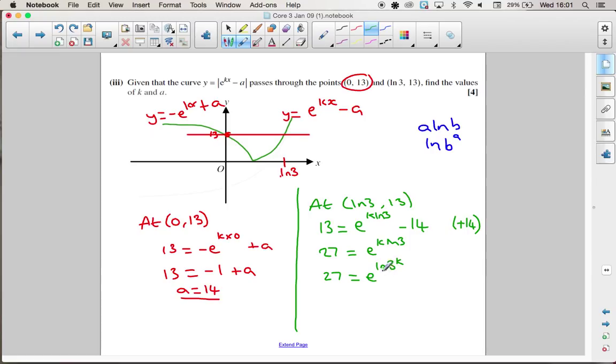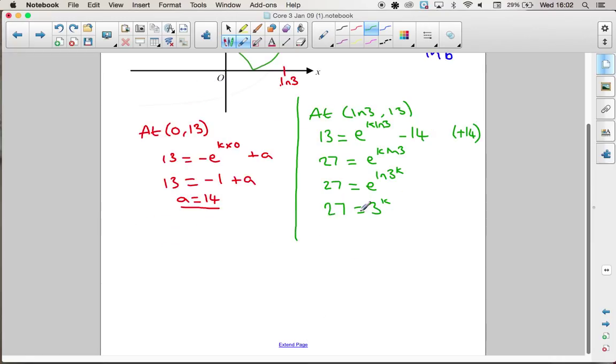And then what I'm going to do is realise that I'm doing e to the power of ln of something. And these are inverses. If I apply one function to the other, they will undo each other because they're inverses, like squaring and square rooting. So what happens then is I'm just left with 3 to the power of k. And hopefully we'll be able to work out what k is there by sight. 3 cubed is 27, so k equals 3.